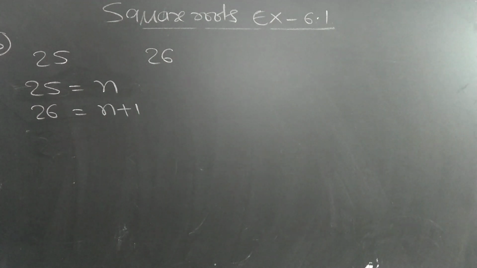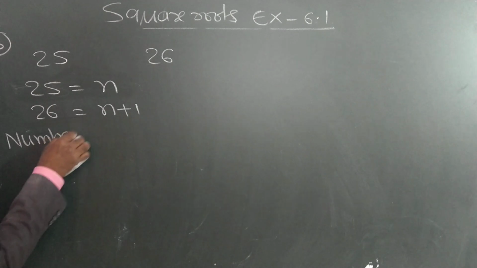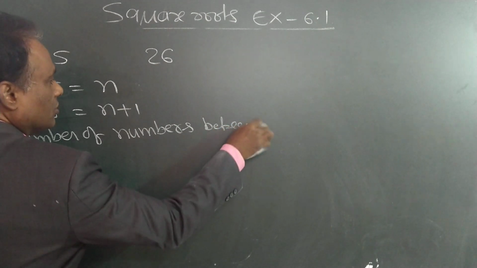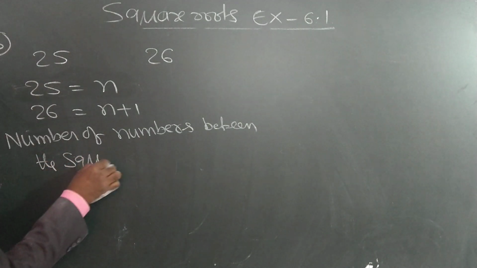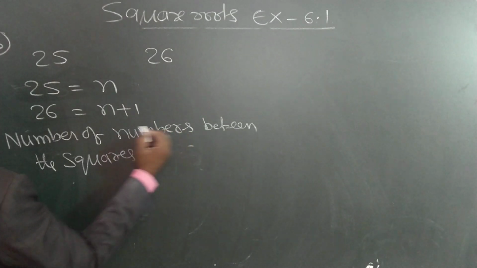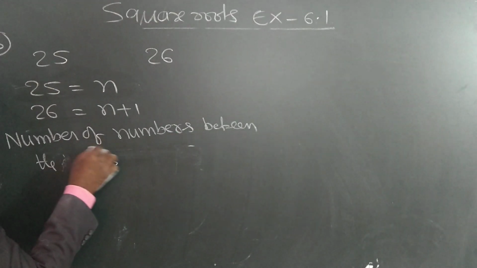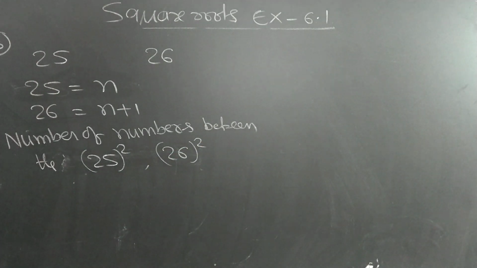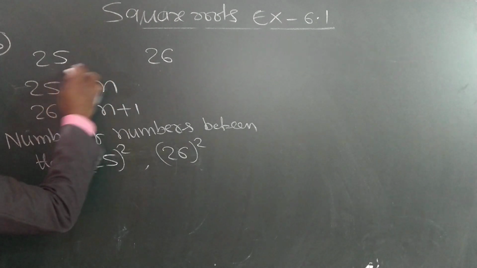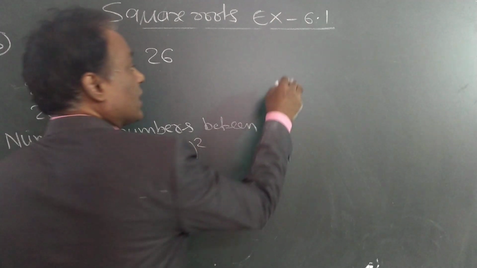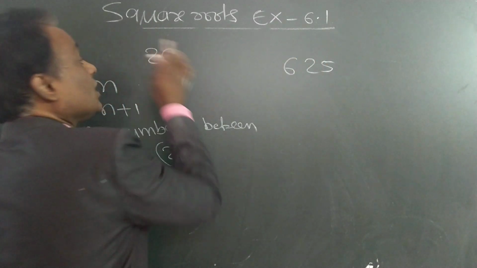What is the question? I will explain. Number of numbers between the squares of, I will write, square of 25 and square of 26. See here, students, I will explain the question. Numbers in between these two are not asked. Squares. First, 25 square. What is 25 square? 625, 25 into 25.